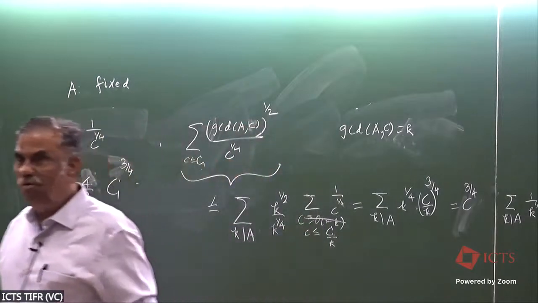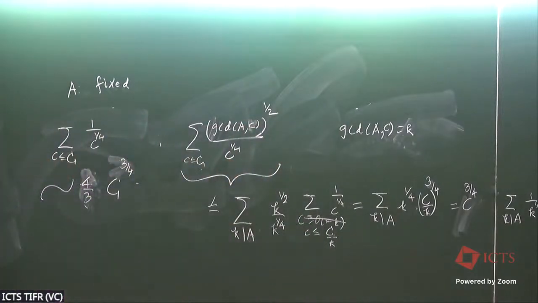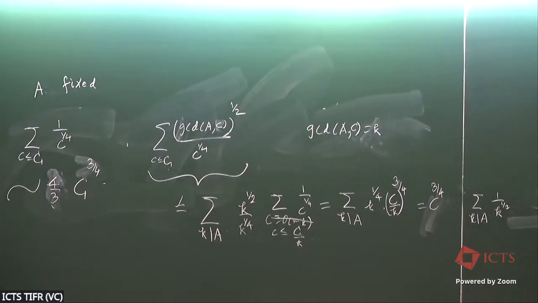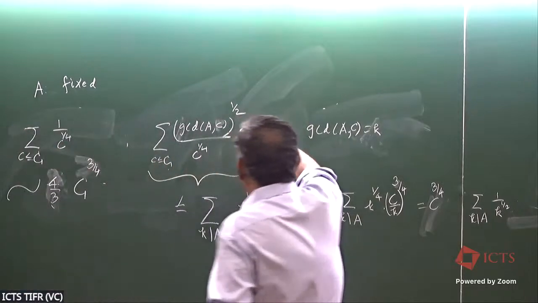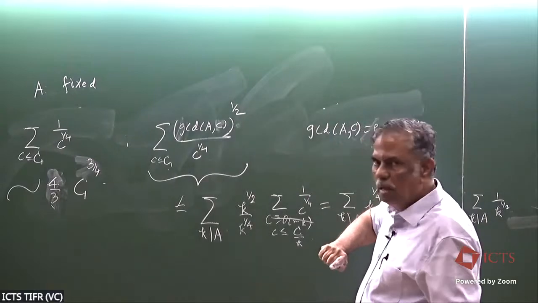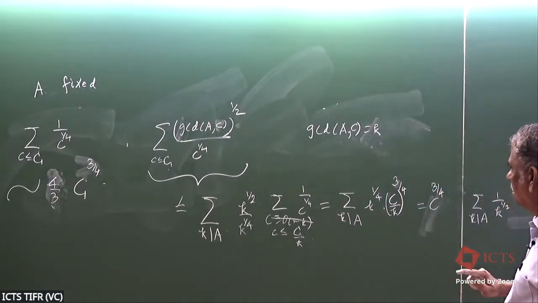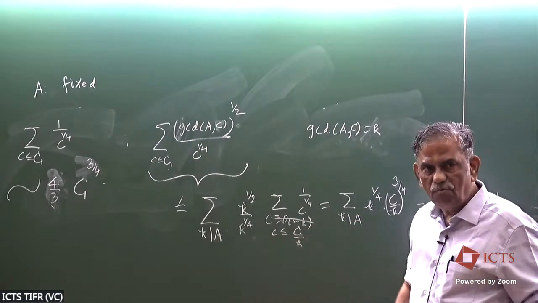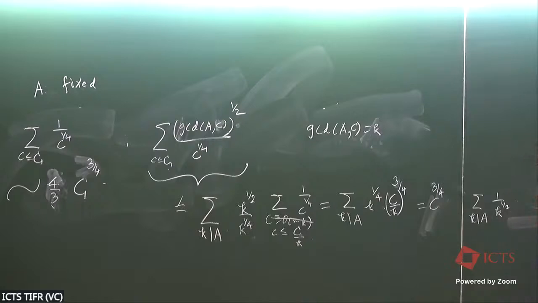For example, even now, if you replace the 1 over K power half by 1, it is only a divisor function. Why? This term. That's exactly what I have done later. That will be K power 1/4. Why? Yeah, c is going up to C by K.